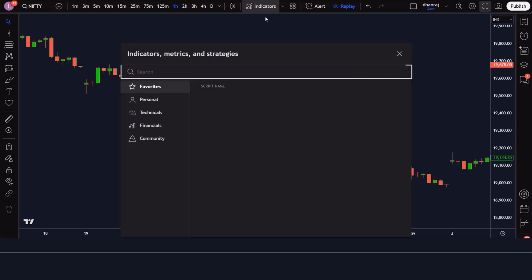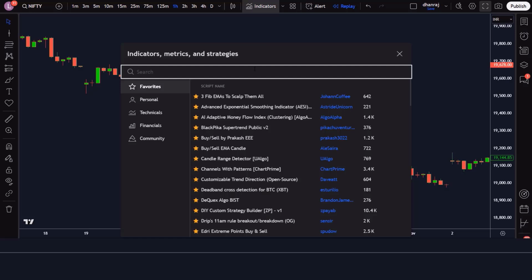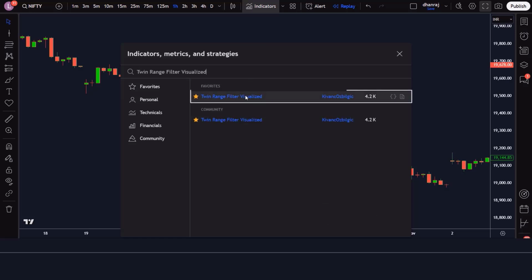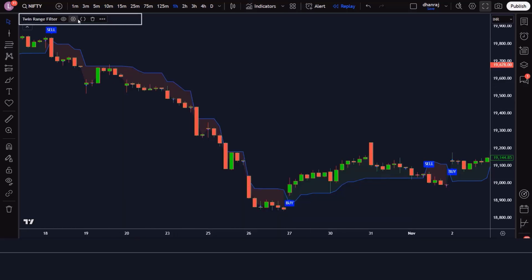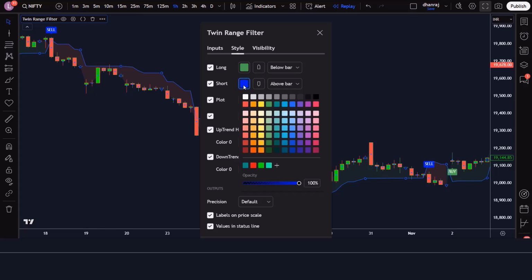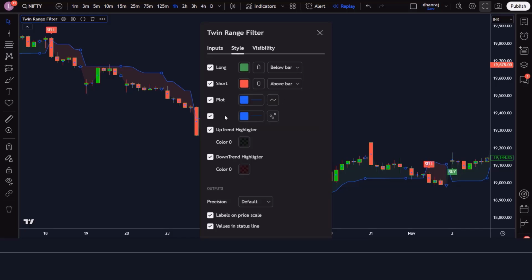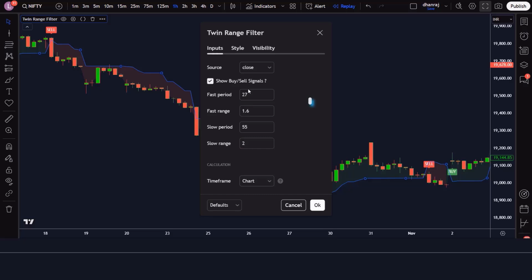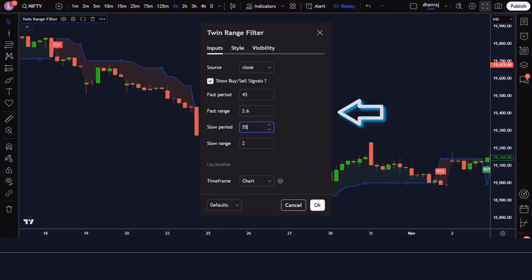First of all, we will search the Twin Range Filter Visualized indicator in the search box of TradingView. After that, we have to click on the Twin Range Filter Visualized option, in which we have to change some settings. We have to change this long option from blue to green. We have to change this short option from blue to red. We have to keep this option hidden. We have to change this fast period option from 27 to 43. We have to change this fast range option from 1.6 to 2.6. We have to change this slow period option from 55 to 57. We have to change this slow range option from 2 to 3.